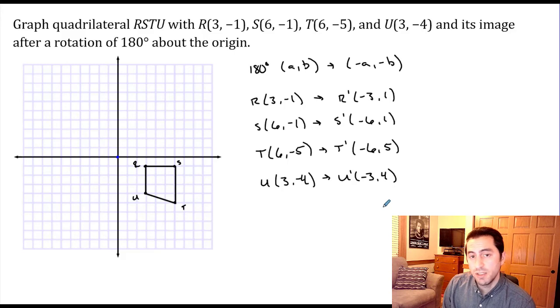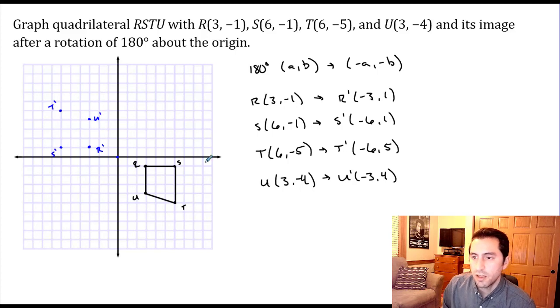Now if we graph these, hopefully we end up with something that looks similar to what we started with, but it's going to be rotated 180 degrees. So let's find out. So R prime, negative 3, positive 1. S prime is negative 6, positive 1. T prime, negative 6, positive 5. 1, 2, 3, 4, 5. And then lastly, U prime, negative 3, positive 4. 1, 2, 3, and 4.